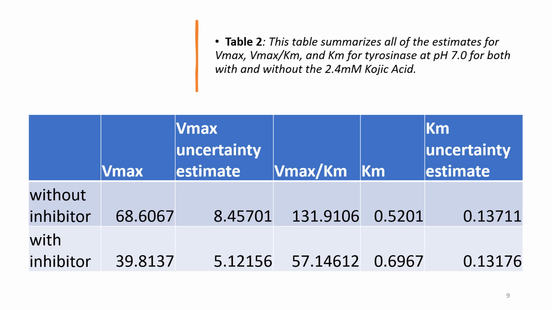So these uncertainty estimates just show the degree of variance that the Vmax and the Km can have. It's also seen that it really varies. So for example, the Vmax uncertainty estimate without the inhibitor was almost 8.5, whereas the Km uncertainty estimates were barely 1.3, 1.4-ish. So those varied slightly.